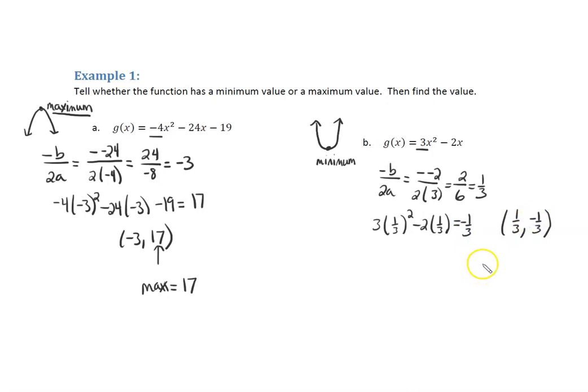What that means is the vertex of this parabola is at the point (1/3, -1/3), and its minimum is the y value. That means the lowest this parabola goes is -1/3. So to answer this question, we would say that it has a minimum, and the minimum is -1/3, and that's the lowest point this graph will reach.